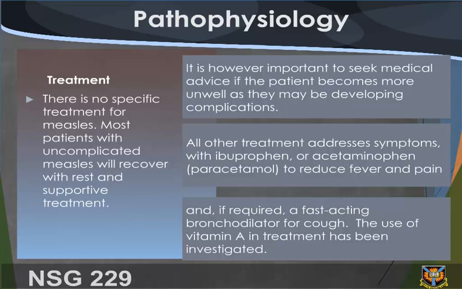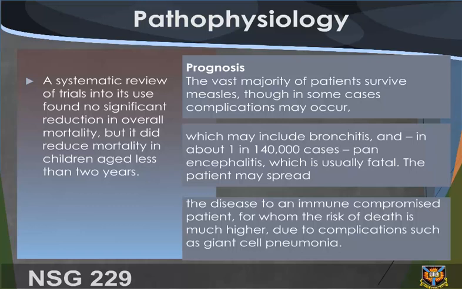All other treatment addresses symptoms with ibuprofen or acetaminophen, paracetamol to reduce fever and pain, and if required, a fast-acting bronchodilator for cough. The use of vitamin A in treatment has been investigated. A systematic review of trials into its use found no significant reduction in overall mortality, but it did reduce mortality in children aged less than 2 years.